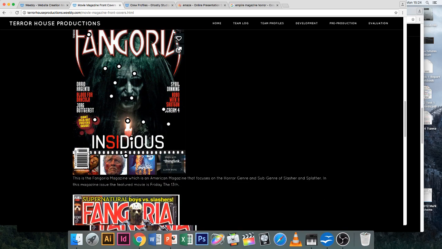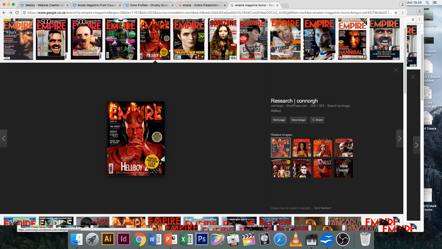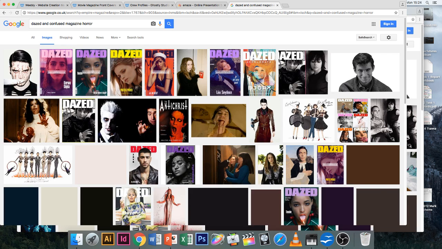Same thing with this sort of thing going down the bottom and then that there. It's a lot easier just to go for a more glossy film magazine look to it. So that's one. The other one I'd recommend you look at is one called Dazed and Confused as well. You don't have to redo your research, by the way. This is just to help you out in your designs.